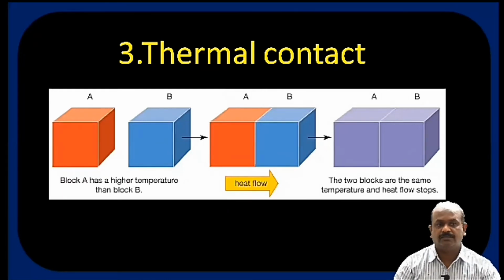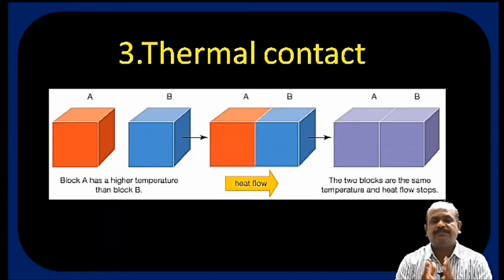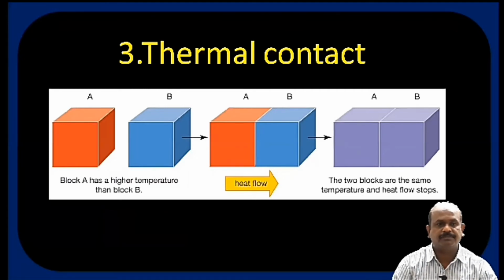Next one is thermal contact. What is thermal contact? Here you can see there are two blocks A and B. Initially they are not close to each other, they are not touching each other. In the next figure you can see they are in contact with each other. And one more thing is heat flow is also there. Two bodies are touching each other and heat flow is there. Then you can say that these two bodies are in thermal contact.